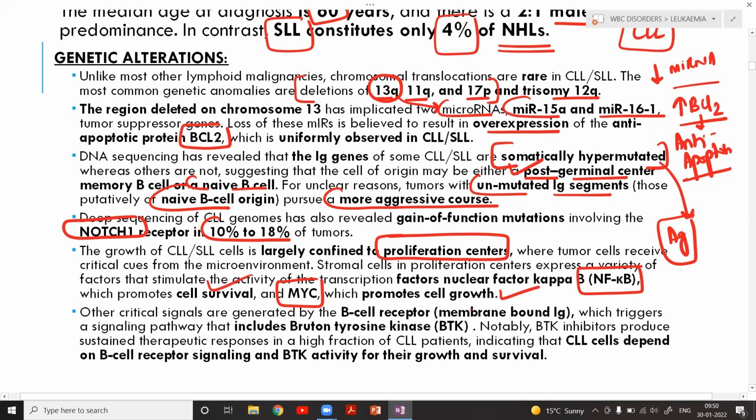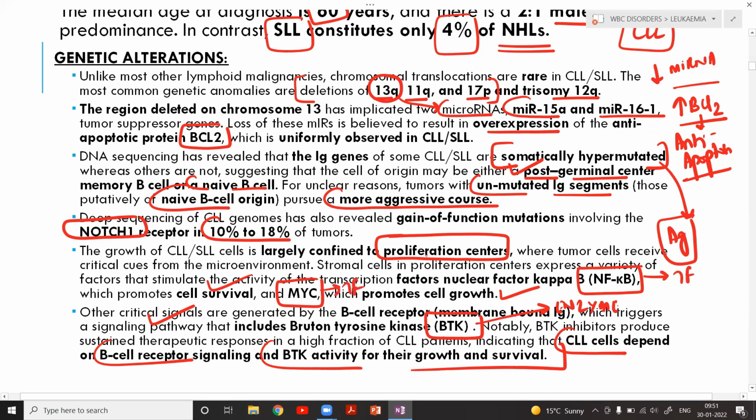Now, another important thing is that there is a particular signaling pathway that includes BTK, that is Bruton tyrosine kinase, which also helps in growth and survival. Remember, the CLL cells depend on this B cell receptor signaling and the BTK activity for their growth and survival. So this is basically an enzyme on which the survival depends, and these are transcription factors which ensure survival.